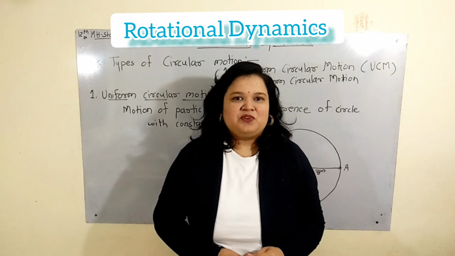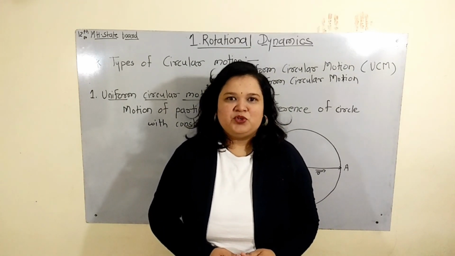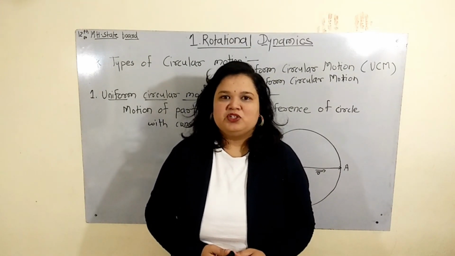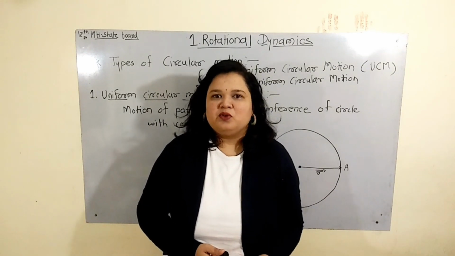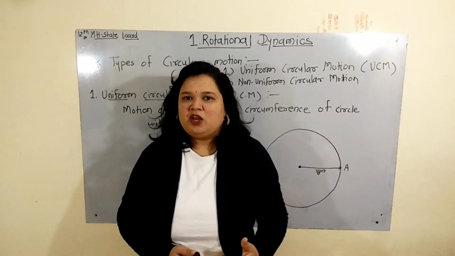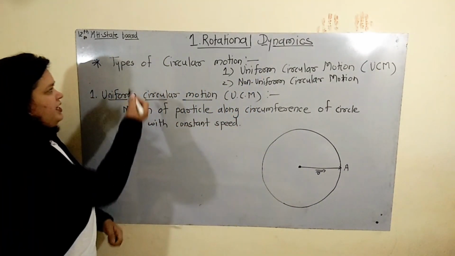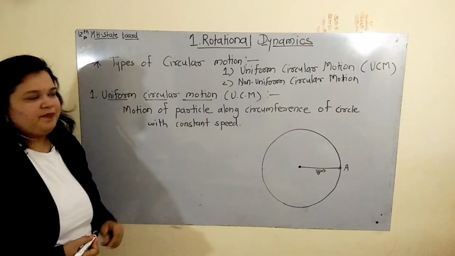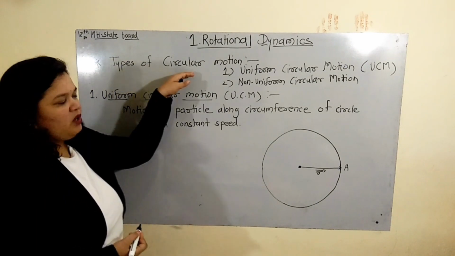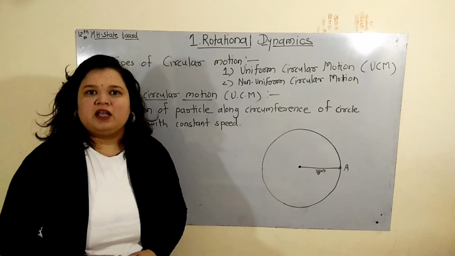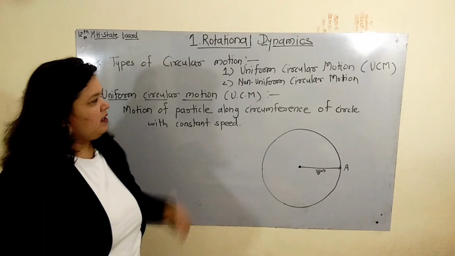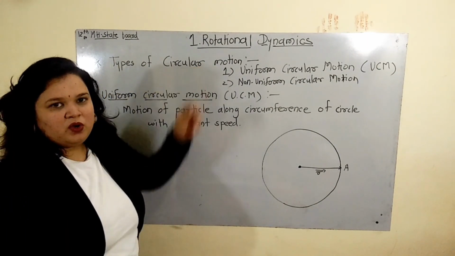In the previous lecture we have studied what is circular motion, and the terms included in circular motion: angular displacement, angular velocity, angular acceleration, along with their direction. Let's continue. The next point is types of circular motion. Here we know that circular motion is the motion of a particle along the circumference of a circle. Now, types of circular motion.